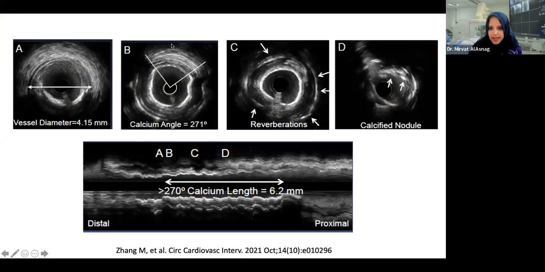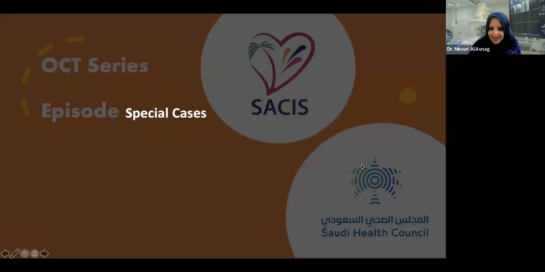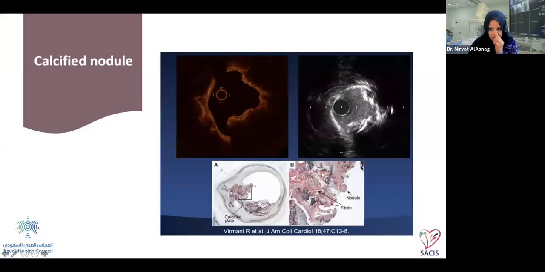Right, so we go to the next one. And again, this is angle. These are the reverberations that you see over here, these very fine lines that you're seeing. I'll give you a better nodule, so we'll skip that last slide. So let's look at these cases now.